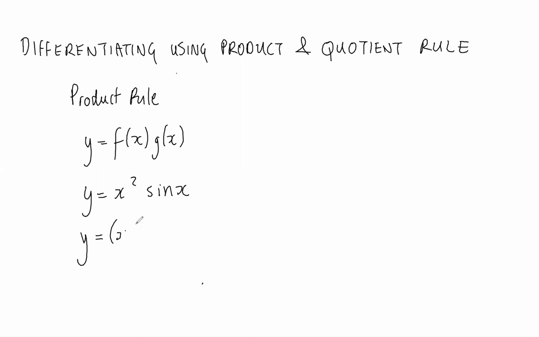You could have x squared minus 3 to the power of 4 times e to the x. Okay, so you could put a wee multiplied in between there. So it's a product rule. So the product rule is used for that.